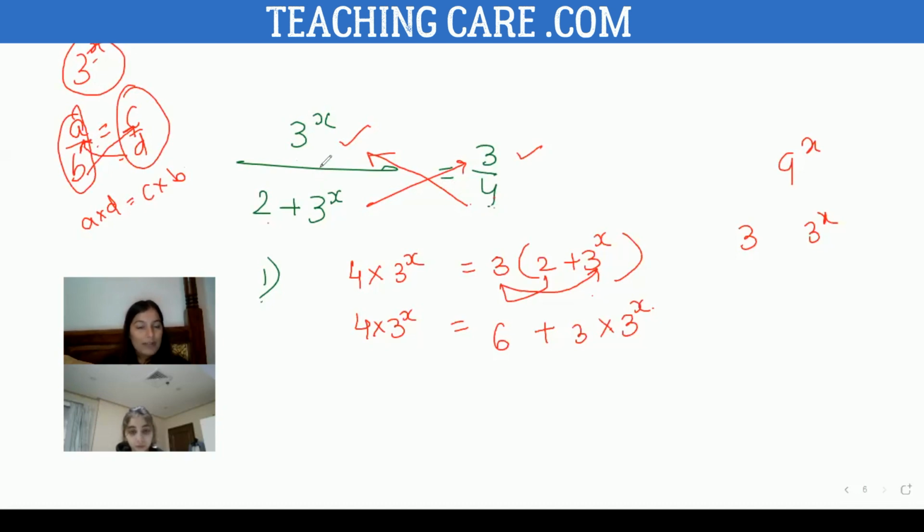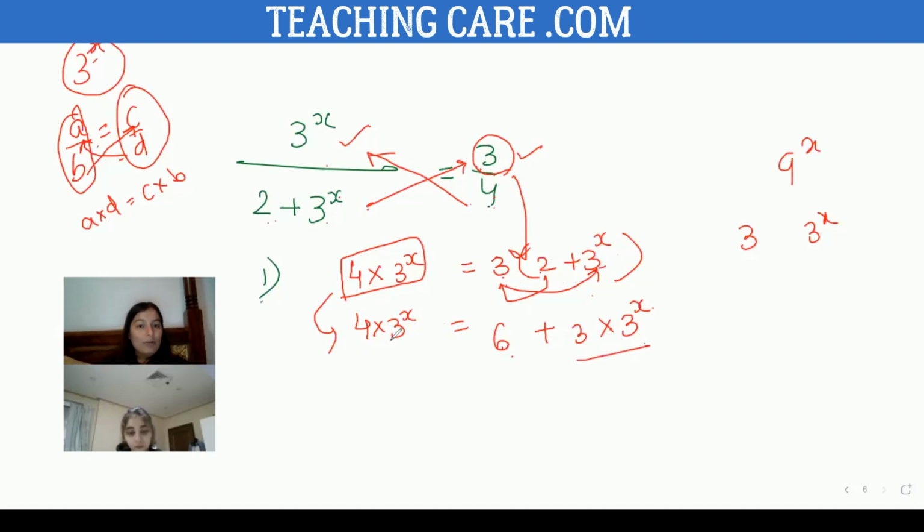We took 4 to the left side. It will become 4 into 3 raised to power x, and 2 plus 3 raised to power x on the right side is multiplied with this 3. Now the left side is same, the right side we have expanded. 3 into 2 will become 6, and 3 into 3 raised to power x will remain same.